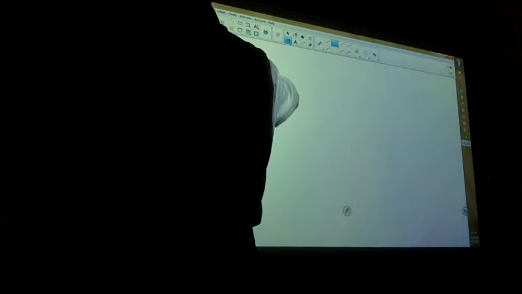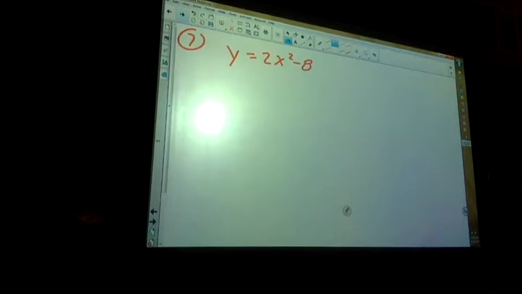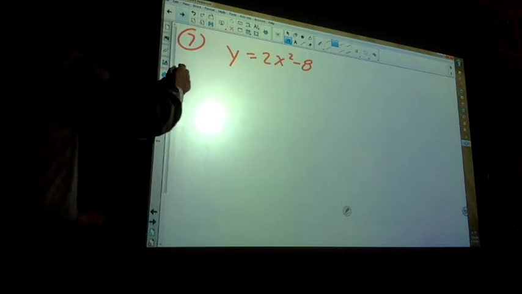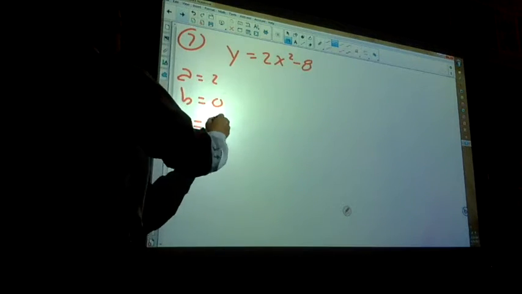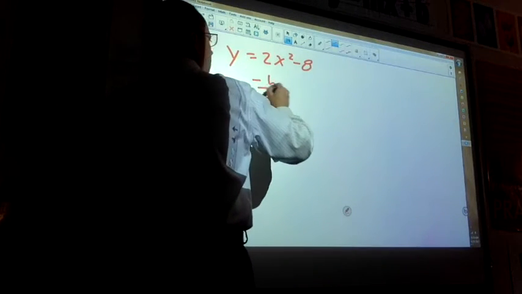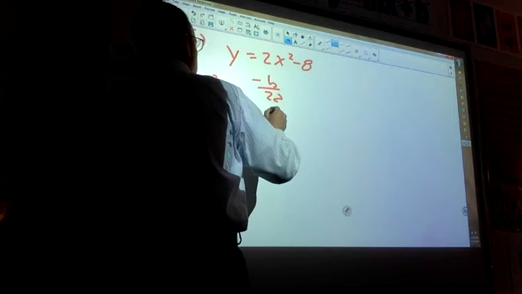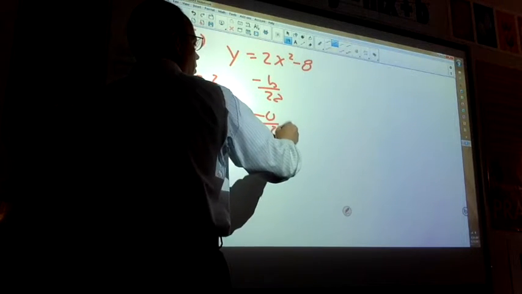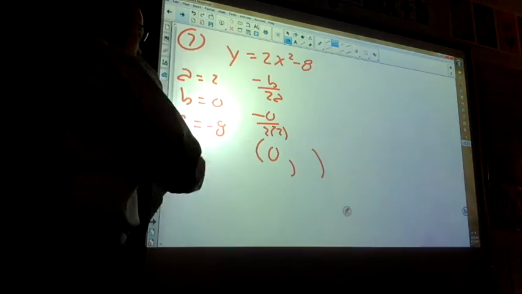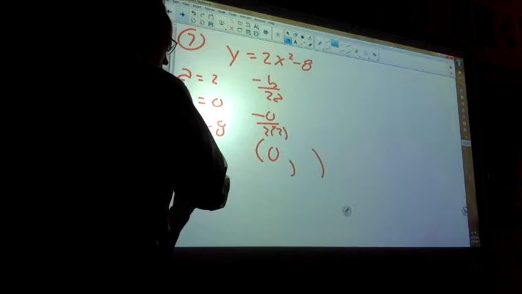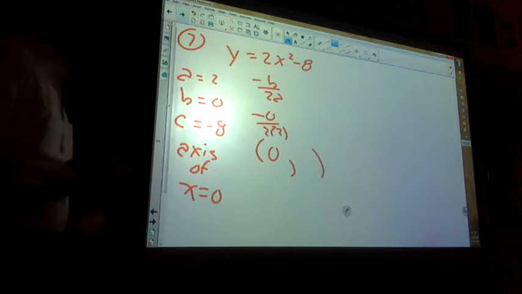Number 8 is negative 2x squared minus 8. This is set up in standard form, but which value is missing? The b value. So I have a equals negative 2, b is missing so it's 0, and c equals negative 8. We do negative b over 2a, so that's negative 0 over 2 times negative 2. What does that come out to? 0. So part of my vertex is 0. My axis of symmetry is also x equals 0, the vertical line.